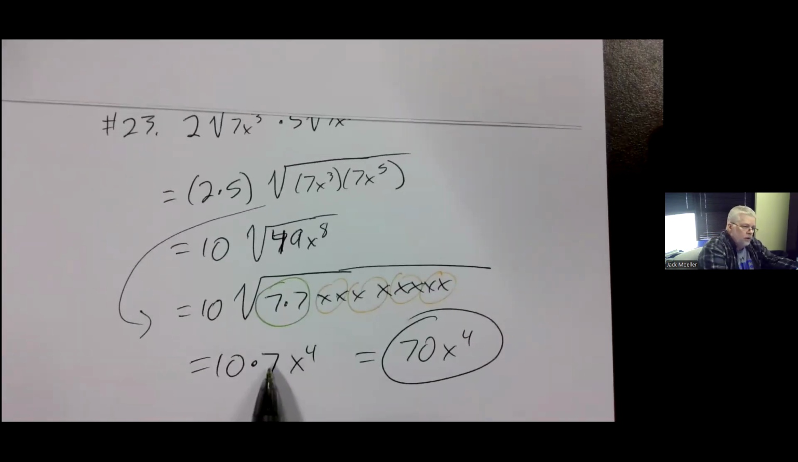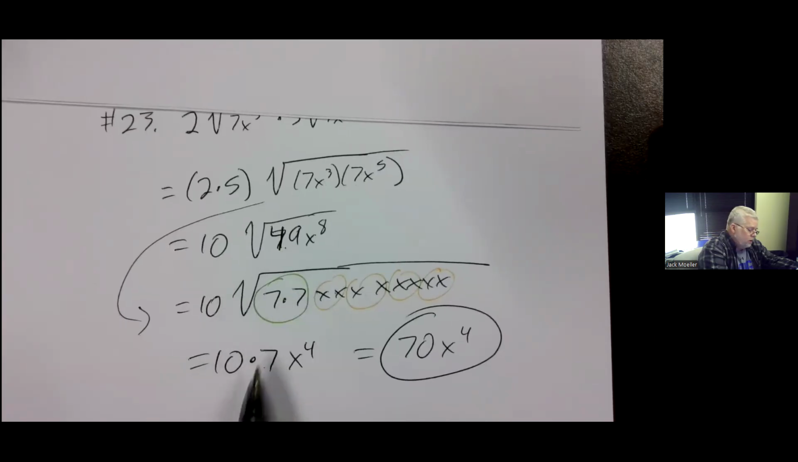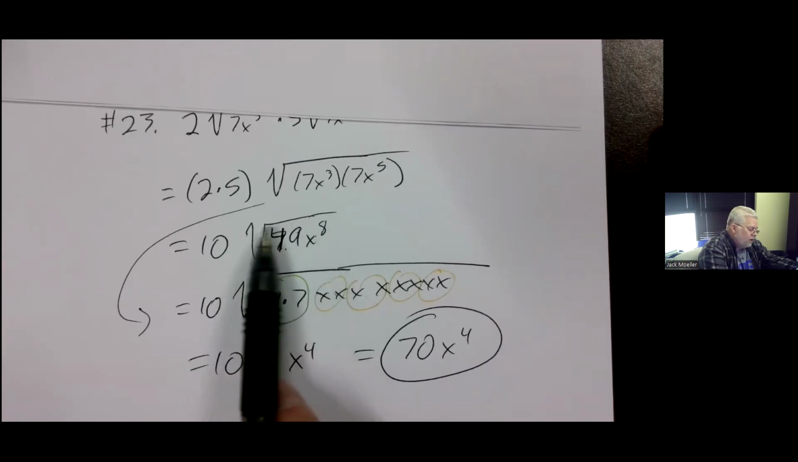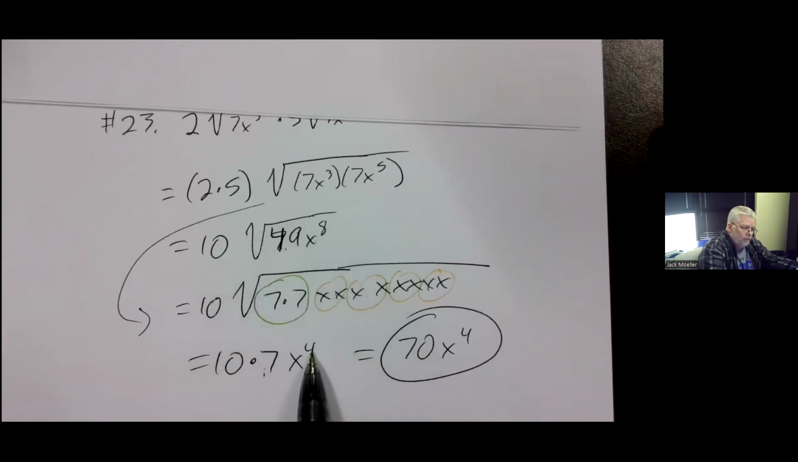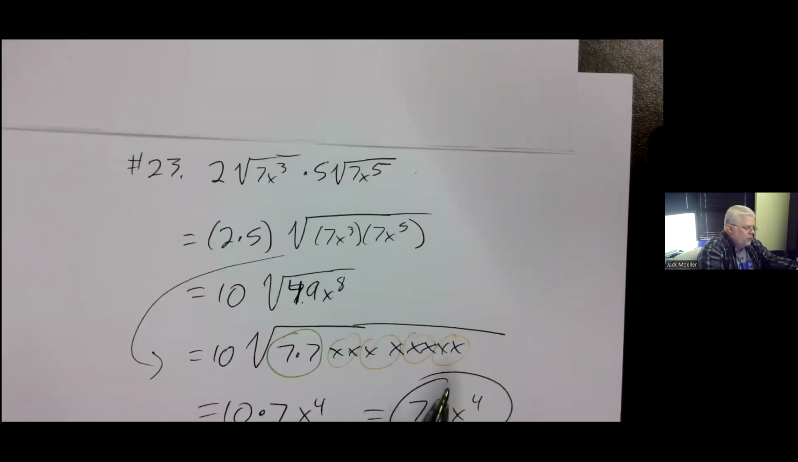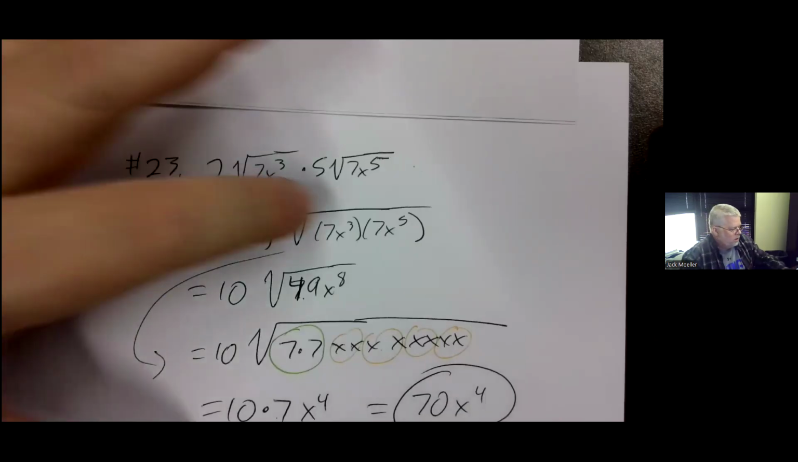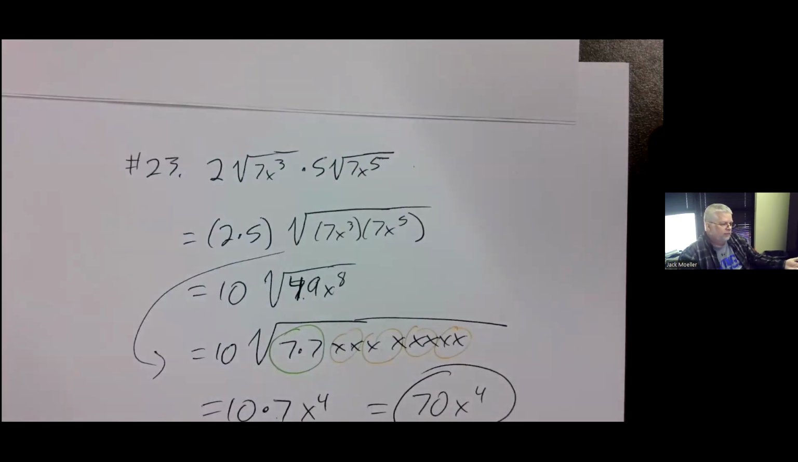You could also get that from here, because what is the square root of 49? It is 7. And then if you're using the division method, you're doing 8 divided by the index of 2. 8 divided by 2 is 4 with no remainder. So when you're multiplying radicals, multiply outside with outside, inside with inside, and then simplify, see if you can simplify the inside.